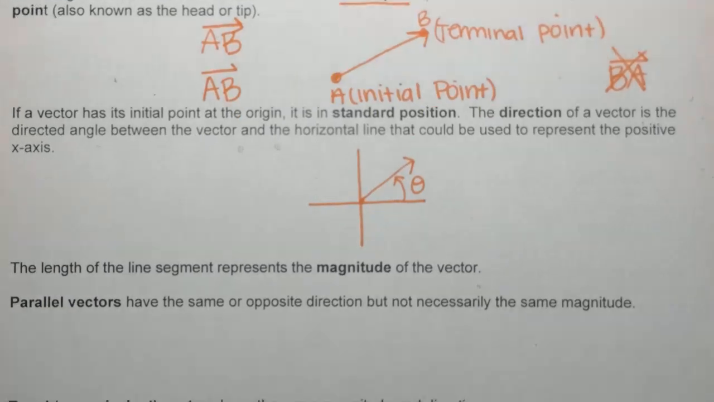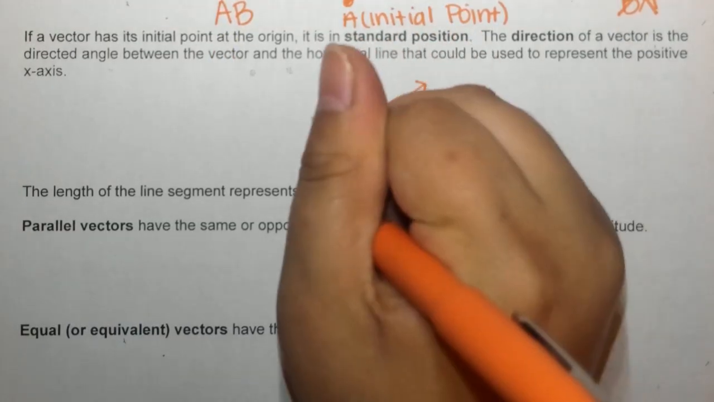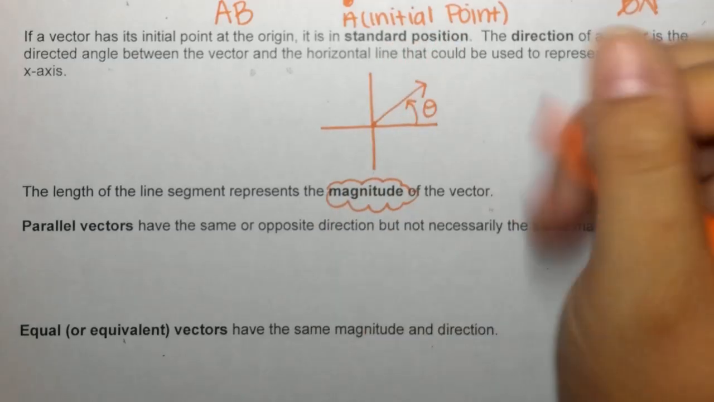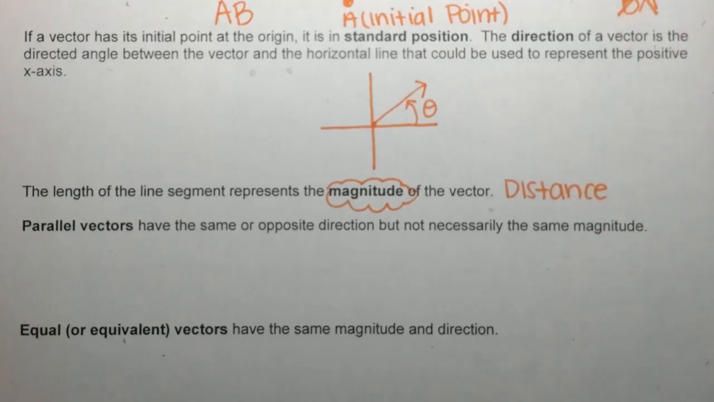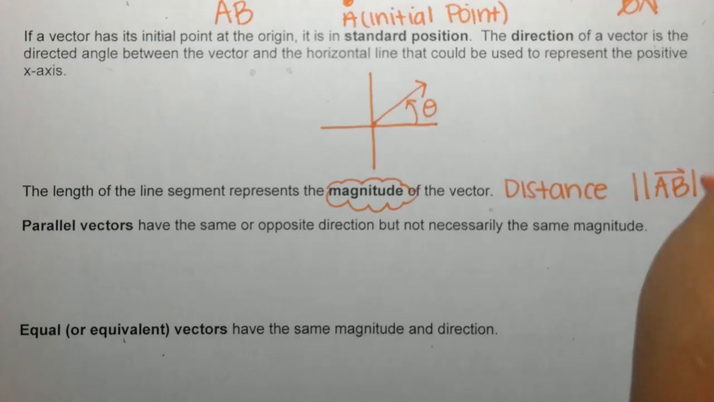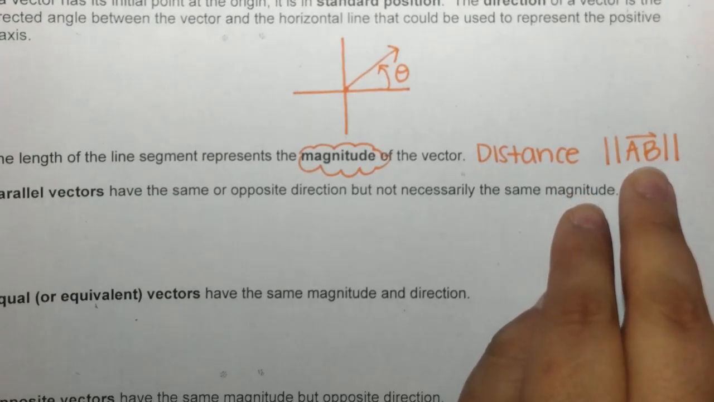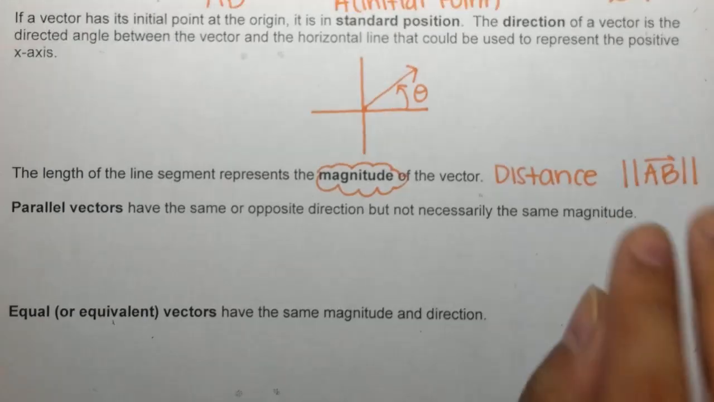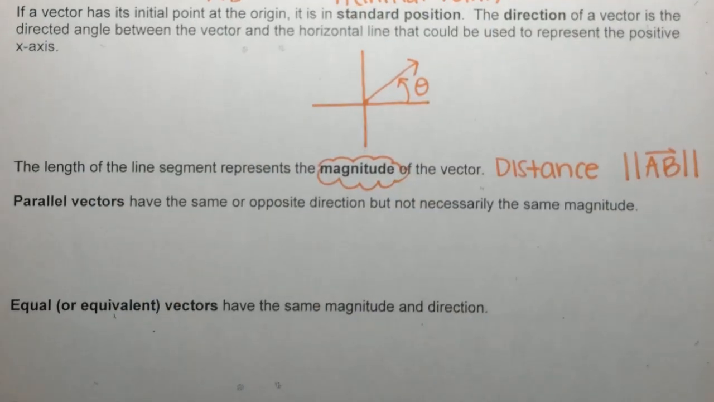So the length of a line segment represents the magnitude. Magnitude is another word for, does anybody know? Distance. And we are going to represent that with two lines like this. It kind of looks like absolute value lines. Do y'all agree? But it's two of them, and that just means the distance. You're also going to hear me say the magnitude. So magnitude and direction, the distance and the direction.